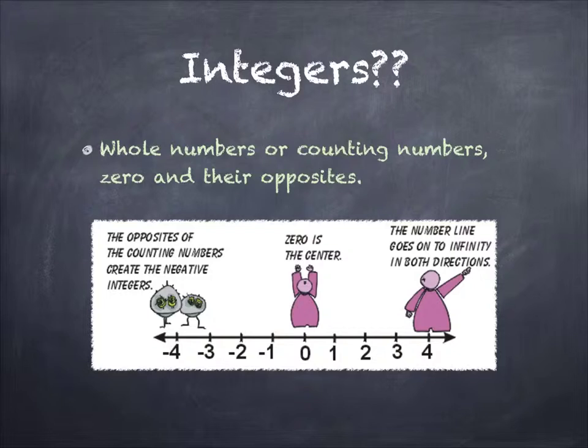So if you look at this number line here, we have 0 as the center, and as we go in the positive direction, the numbers go on forever. Those are our positive integers. Integers also include the opposites. So the opposite of 1 is -1. The opposite of 2 is -2. So integers include 0, whole numbers, and the opposite of the whole numbers, which are their negatives.